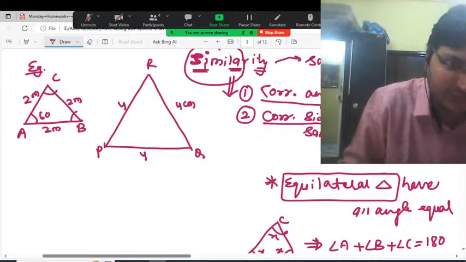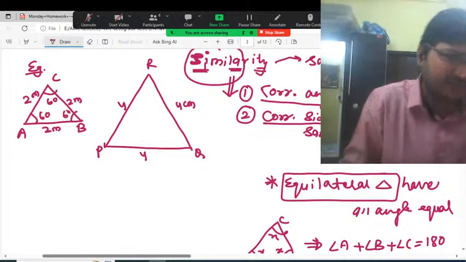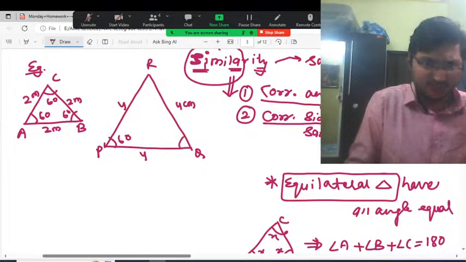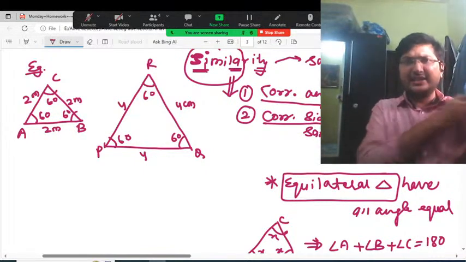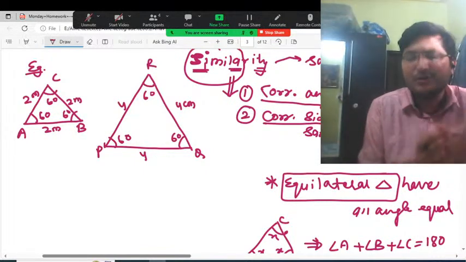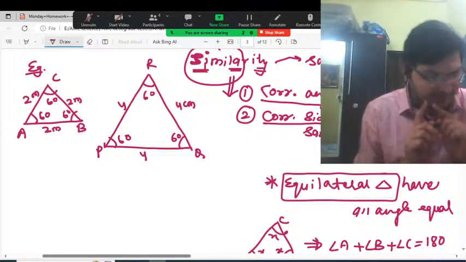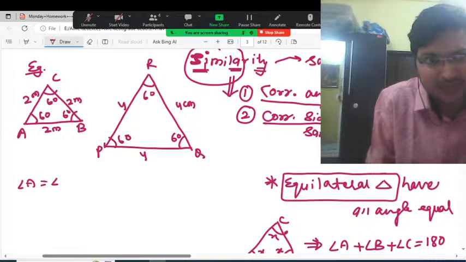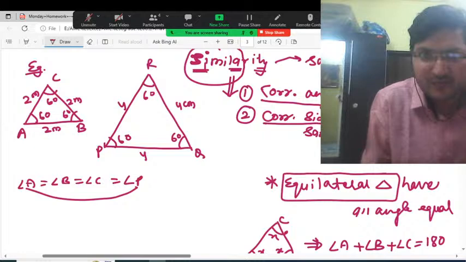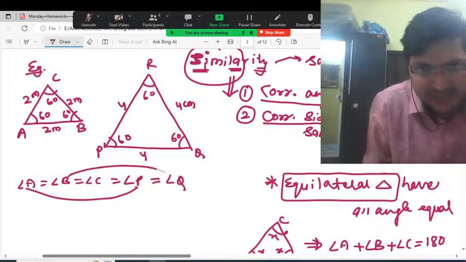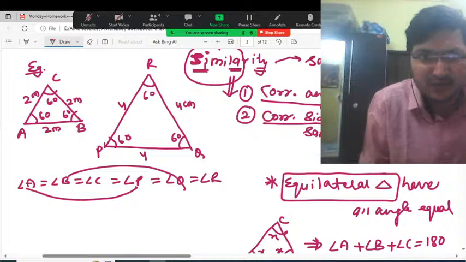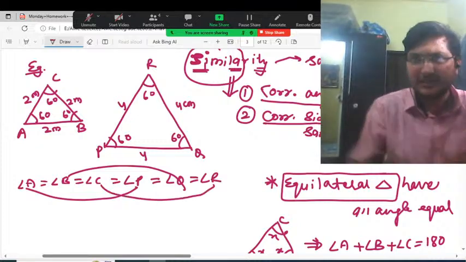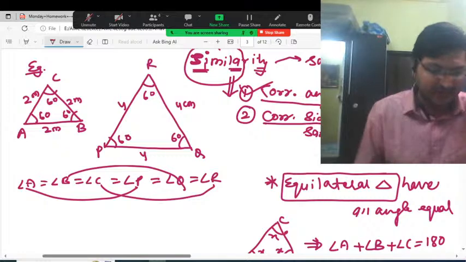It is always true for every equilateral triangle, whether it has smaller size or larger size, the angles are going to be same. It is quite obvious, they all have same angle. That means angle A is equal to angle P, angle B is equal to angle Q, and angle C is equal to angle R is also valid here. And that means the first property is valid here. Understood?